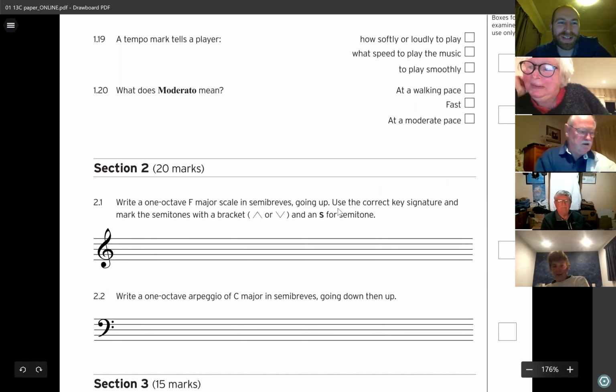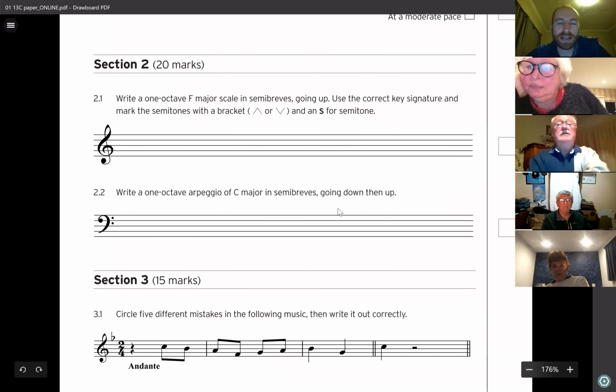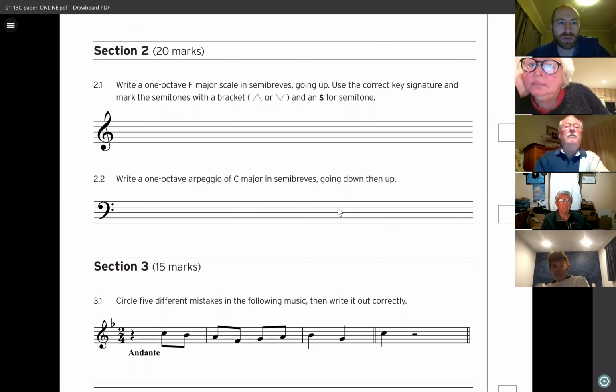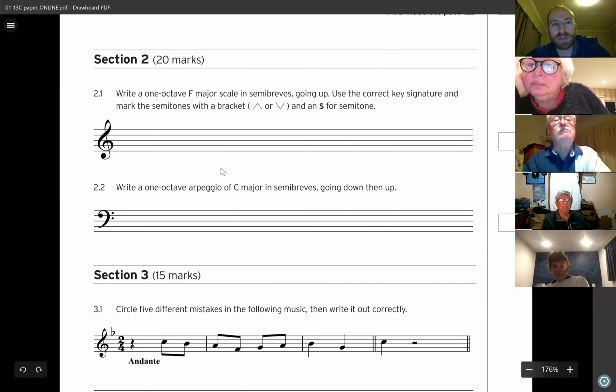Okay, so section 2, we're not going to do because it requires you to write. But what you would need to do is write a 1 octave F major scale in semibreves going up. Use the correct key signature and then mark the semitones with a bracket. So I'll show you what they mean by this.